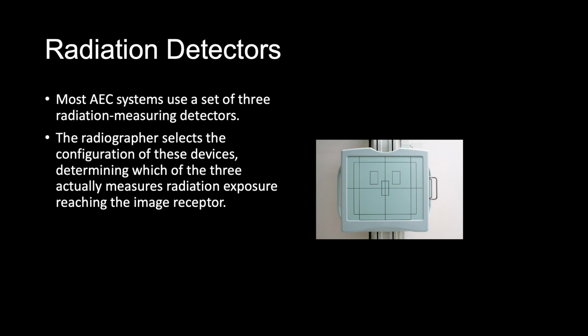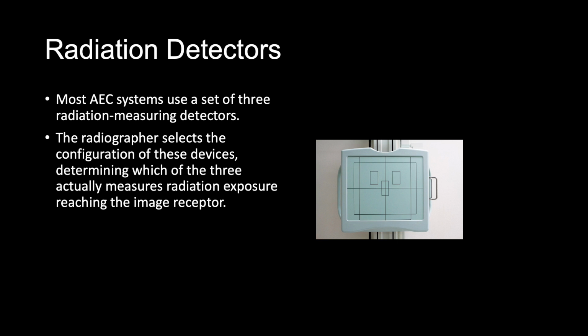And you can see the top 2 are for a chest x-ray. Just think of the right lung and the left lung. And then you would pick the center for an abdomen because we're just getting the abdomen, which is in the center of the body. So that's how I remember it.